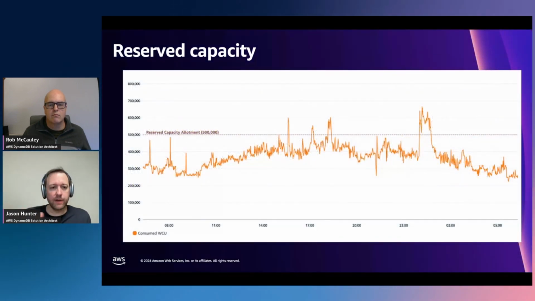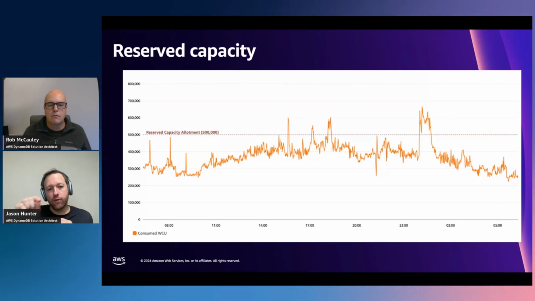All right, so here's an actual customer chart where I have the daily traffic, 300,000 up to 650,000. That's consumed write capacity units. So it is fun to think about. They're writing every second 650 megabytes of data. And they might say that I'm going to reserve 500,000. That's just the way that we've allocated here.